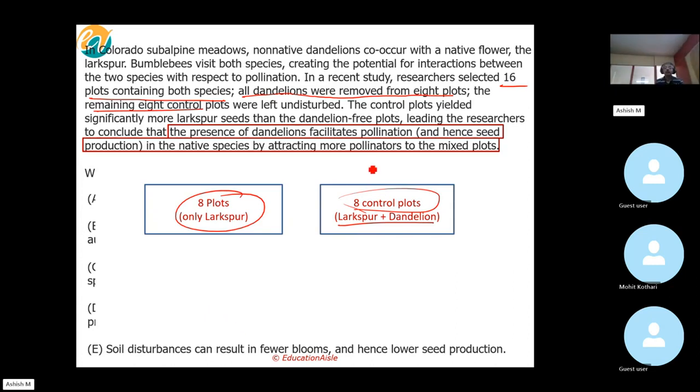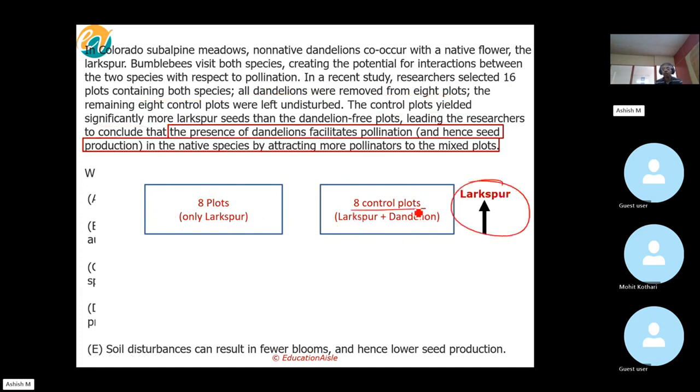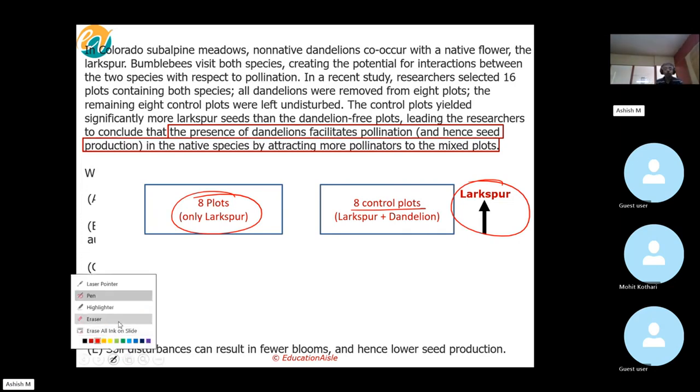Okay, and what was the finding? The control plots yielded significantly more larkspur seeds. So in other words, larkspur seed production was more in these plots and lesser in these plots. Till now, we are only considering premise, facts, right? On the basis of these facts, what is the argument concluding? Or in fact, what are the researchers concluding?